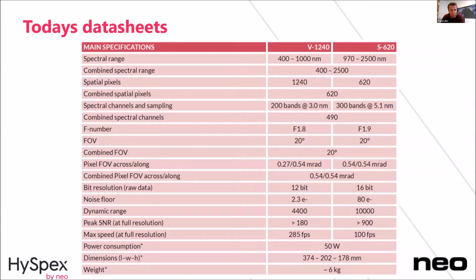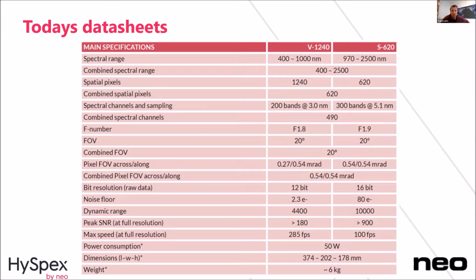This is a typical data sheet of a hyperspectral system. This is for our Mjolnir systems, our drone systems. So this is what you can see in a data sheet when you want to buy a system, or when you want to look at what kind of quality or specs your camera has.